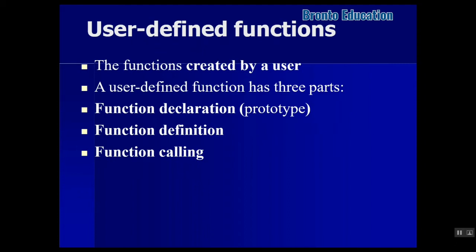A user-defined function has 3 parts: function declaration or prototype, which is going to be declared after including the header files. For example, I included the iostream header file, then I'm going to declare my function. And then function definition, I will define my function, and I will write the code inside that function. That is called function definition. And when I call the function inside my main function, then it will be executed, otherwise it will not be executed.